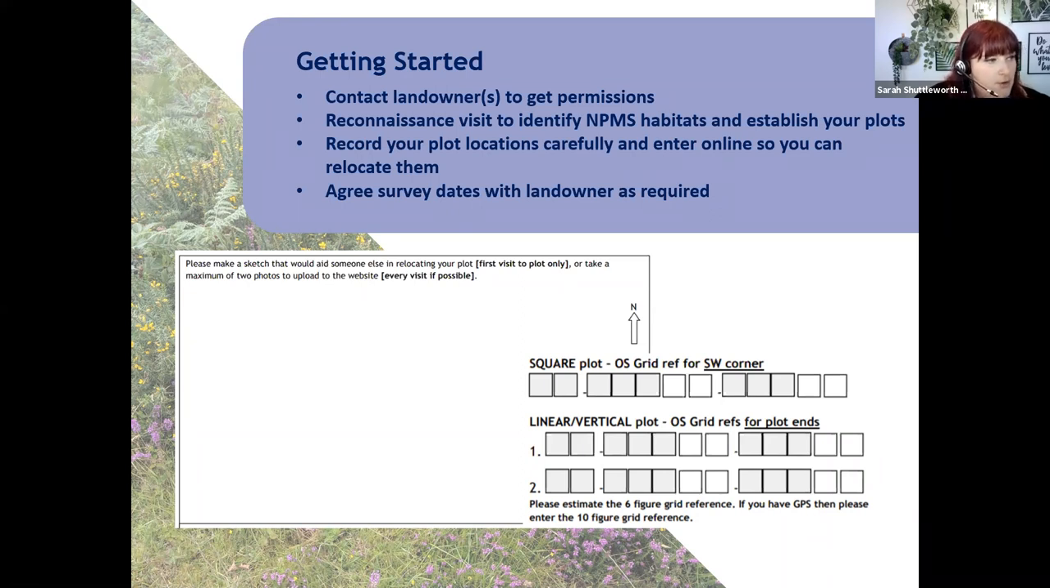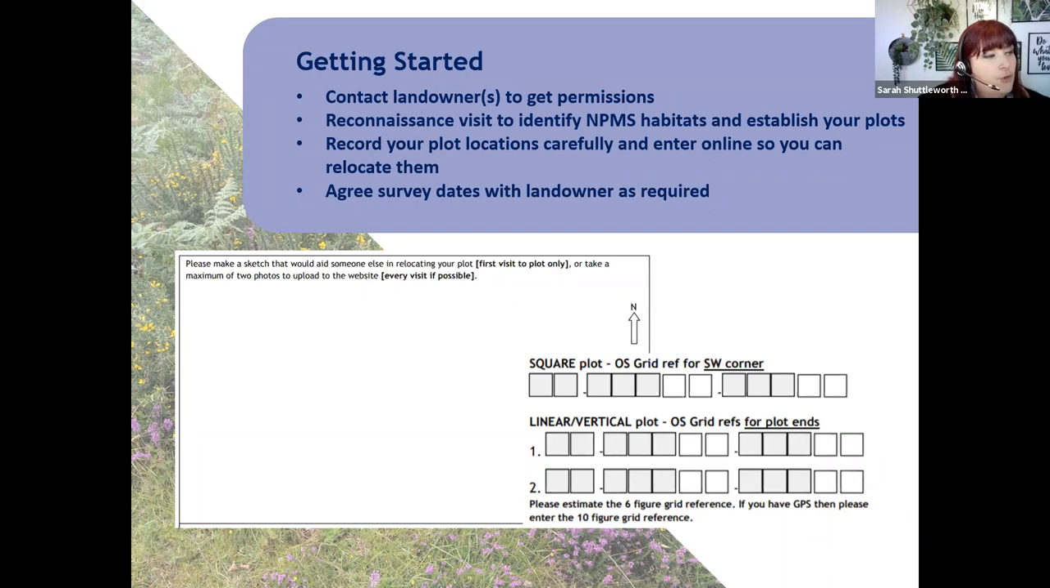Whichever is easiest. So if you wanted to just do your general square recce, get your permissions and figure out where your plots are going to be roughly, and then when you go for your first actual site visit, that's when you set up your plots. But you just have to remember that as soon as you get back, you need to set up your plots on the computer before you can start entering your plant data for that first site visit.